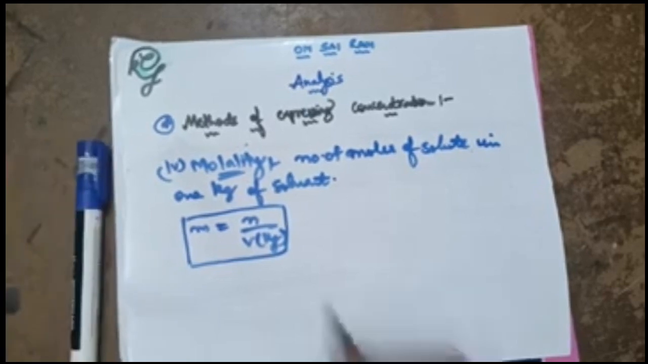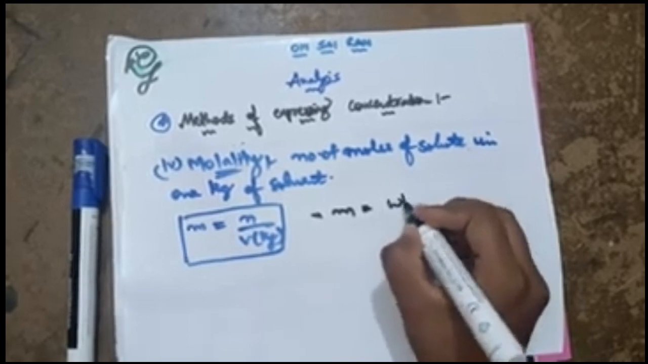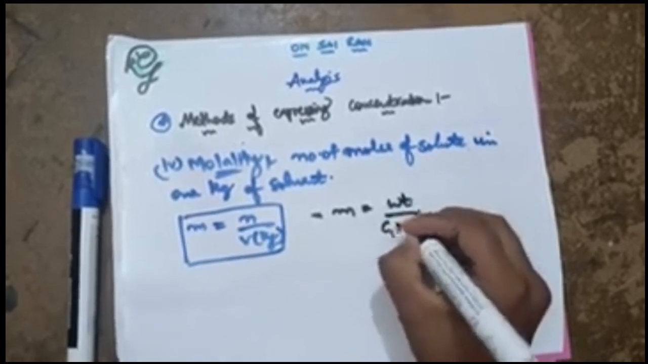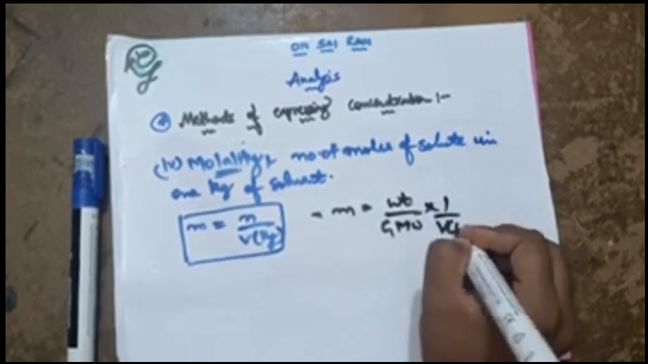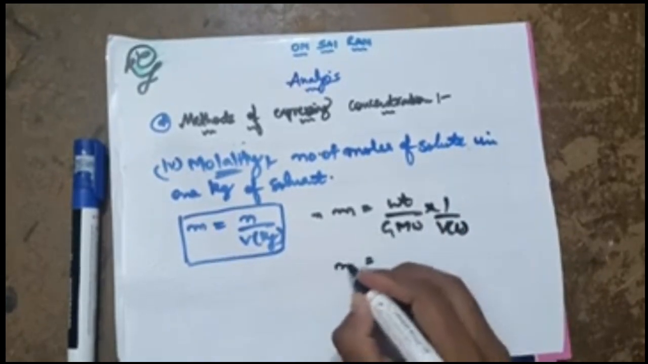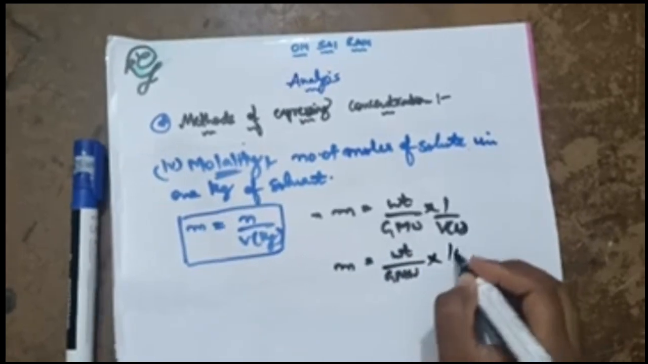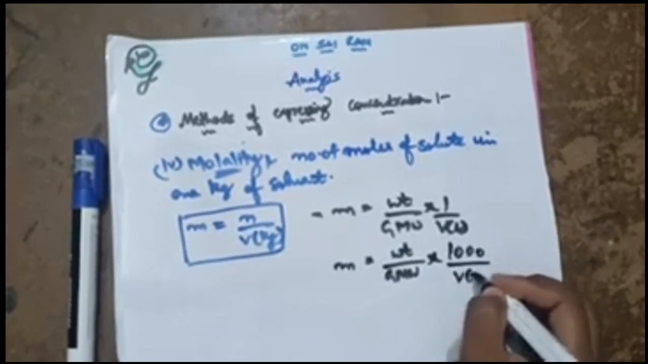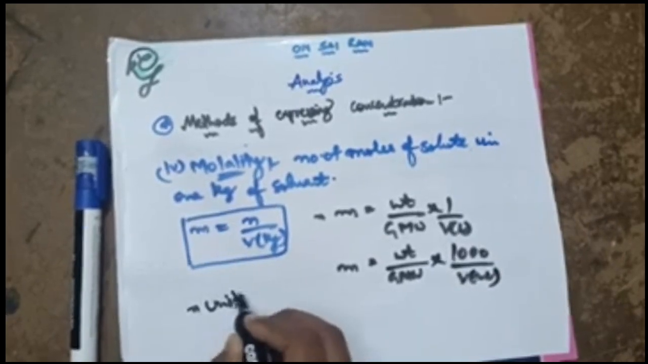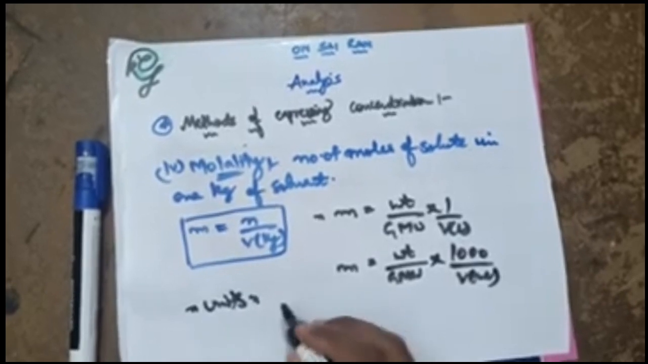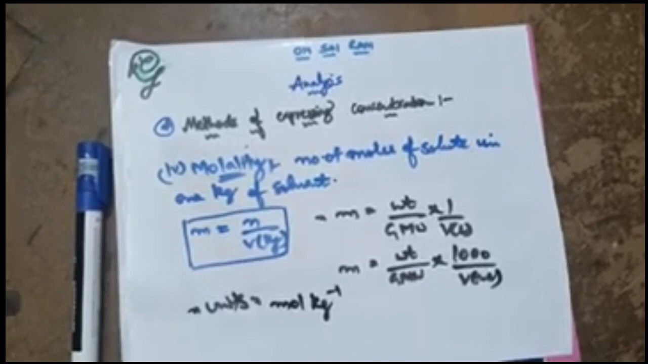The remaining part is all the same. If you want to write this, m is equal to weight by gram molecular weight into 1 by volume of solvent in liters, or weight by gram molecular weight into 1000 by volume in ml. Here the units are mole per kilogram inverse.